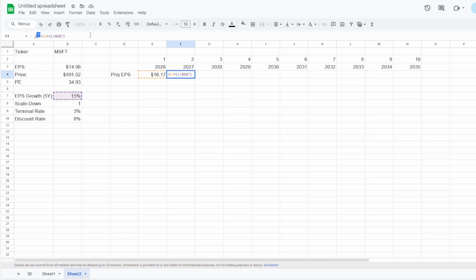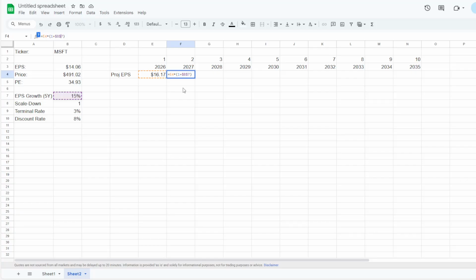And what that's going to tell Google Sheets is when I click and drag this, I want to change what the previous cell is. You'll notice that this is looking at cell E4, right? The previous year's earnings per share, projected earnings per share. But I always want to grow this at 15%.